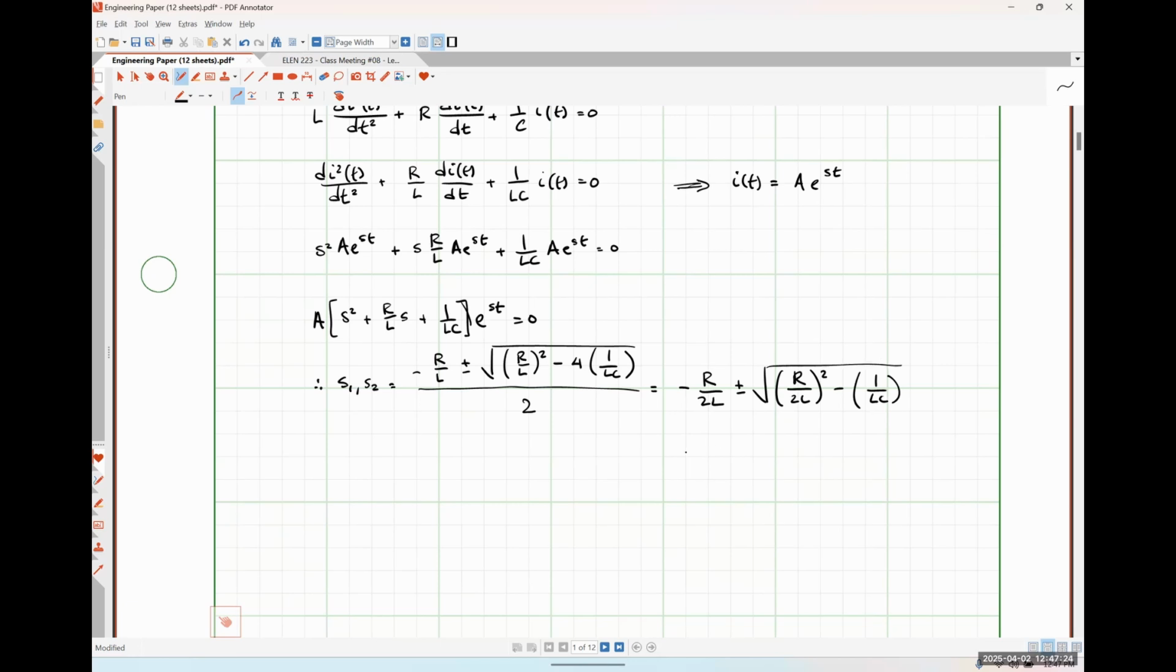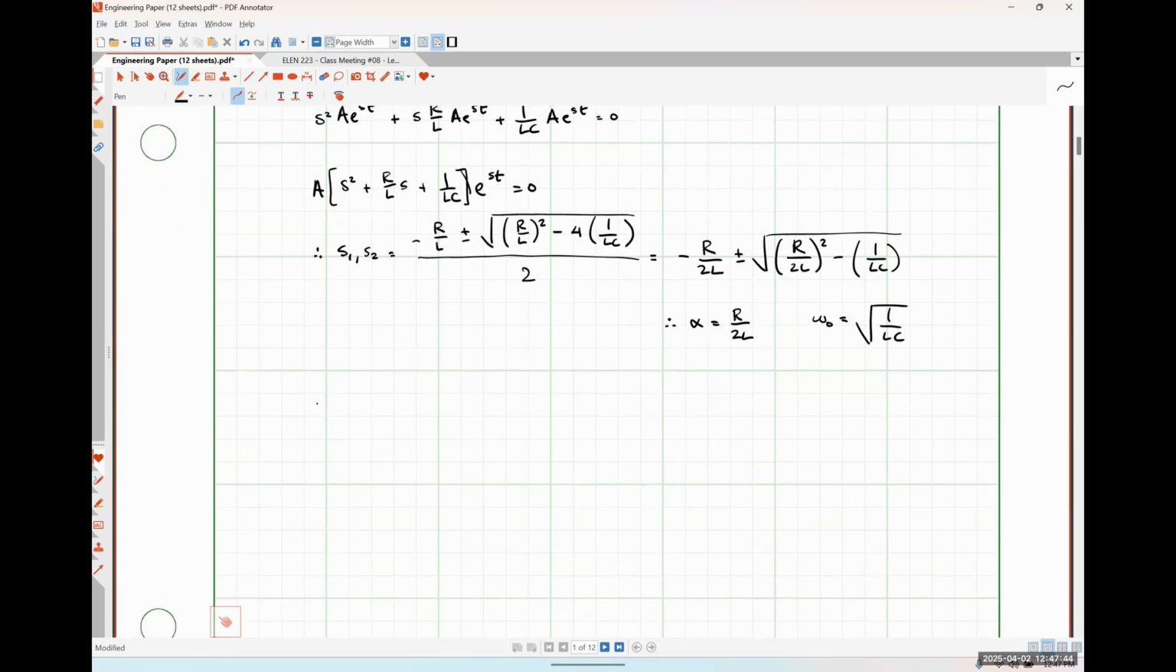And from here, going along with what we did last Friday, we could say that alpha for a series RLC circuit is R over 2L, and omega naught for a series RLC circuit is once again going to be the square root of 1 over LC, so that s1 is once again negative alpha plus the square root of alpha squared minus omega naught squared, and s2 is negative alpha minus the square root of alpha squared minus omega naught squared.